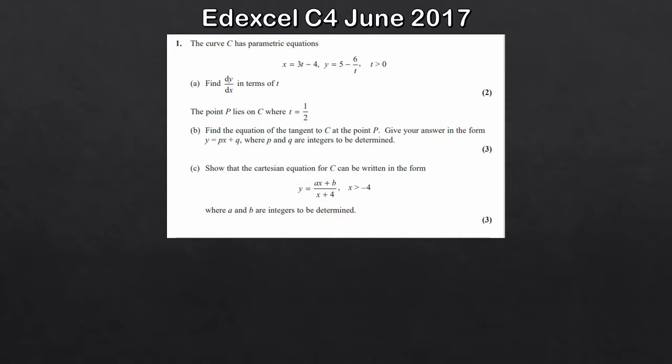So this first question here, we've got these parametric equations. For the first part, we just want to find dy by dx in terms of t. So, we've got the right pen colour. Where's my pen gone? There we go.